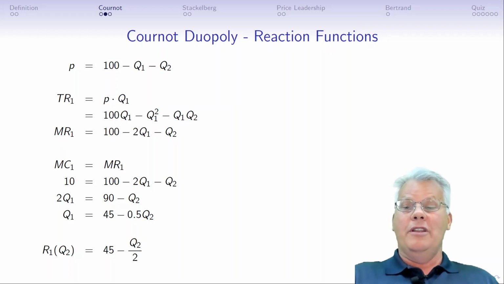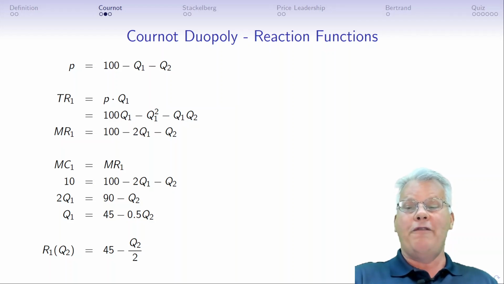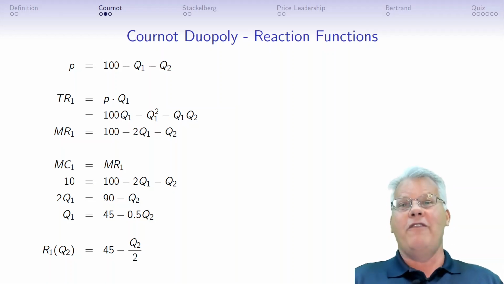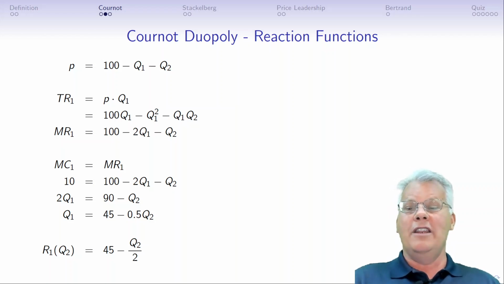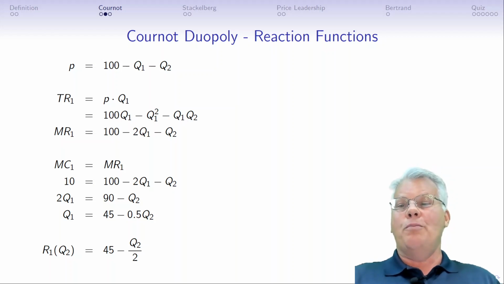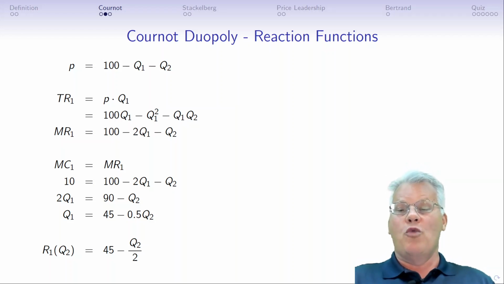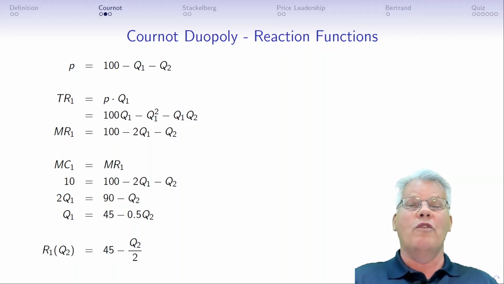This output, you'll see one line up from the bottom of the column to my left, Q1 is equal to 45 minus 0.5 Q2. And this is firm 1's reaction function. So following Varian's notation, R sub 1 says this is how firm 1 reacts to the output that they believe firm 2 is going to produce. They will produce 45 minus Q2 over 2.